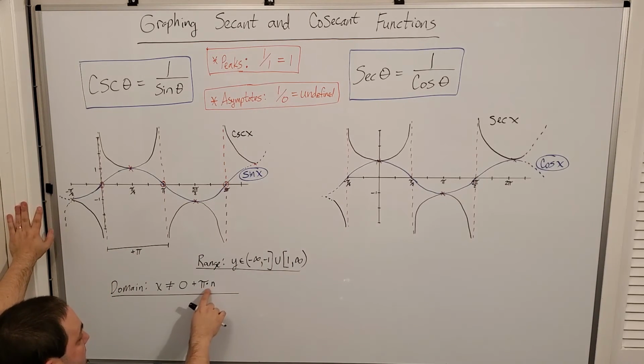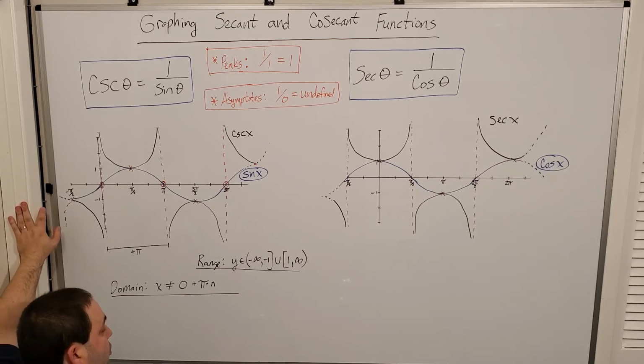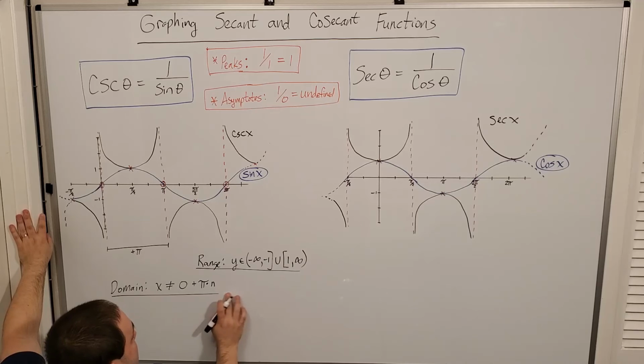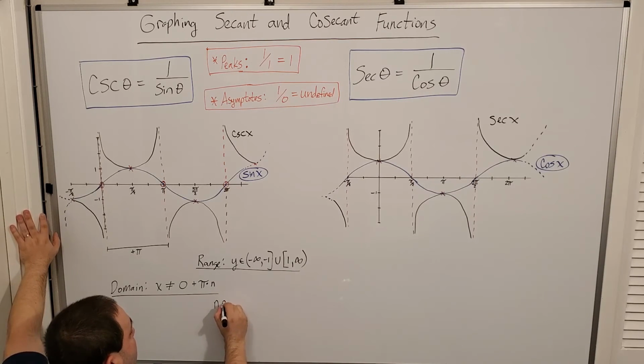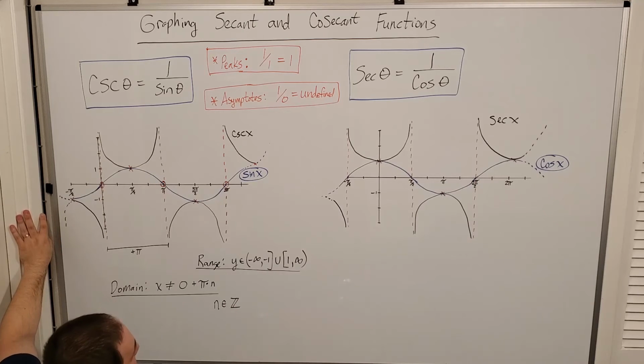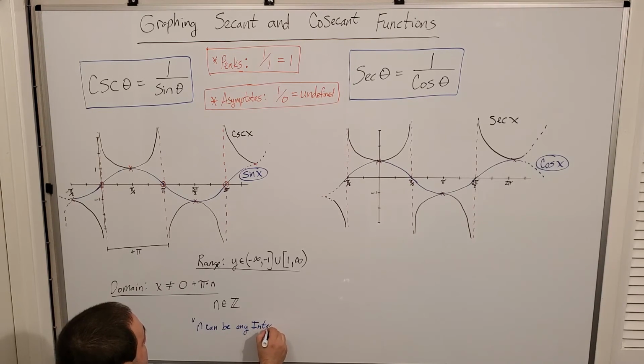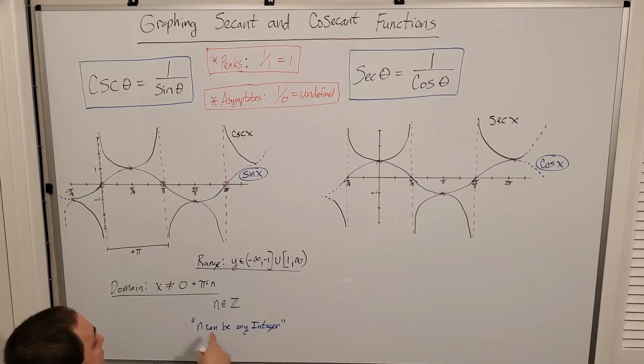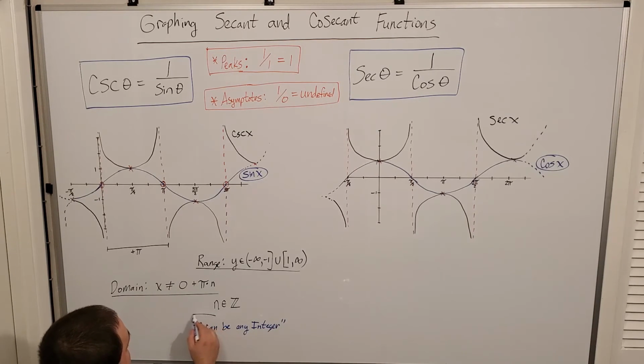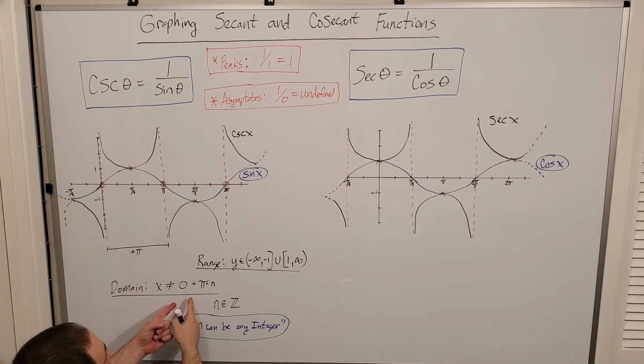So pi times n, and then you can put these 3 symbols next to your n right here. N is an element of Z. And what this says is that n can be any integer. My students always say, put the n E Z on there, right? It's not actually an E, it's the element of symbol. But this statement right here makes this true.